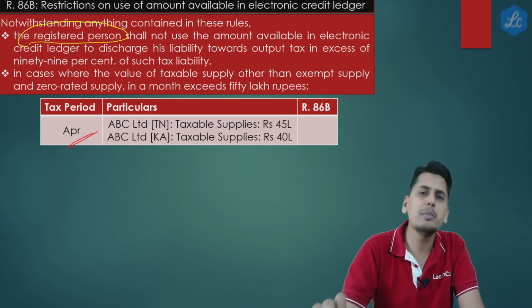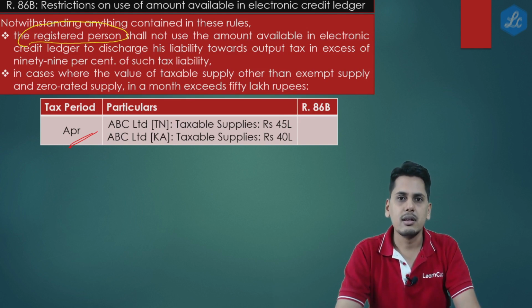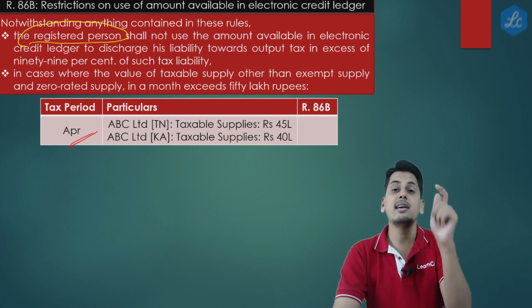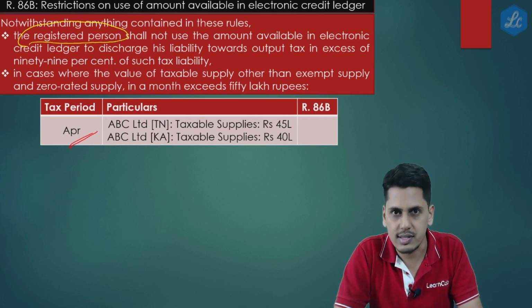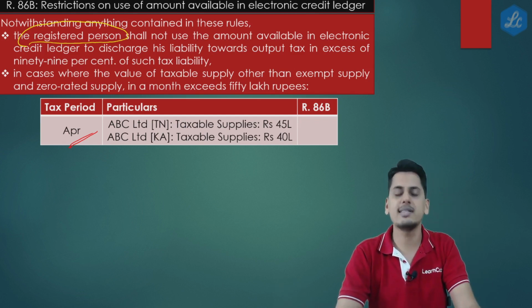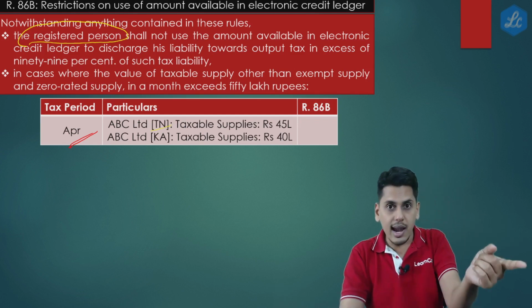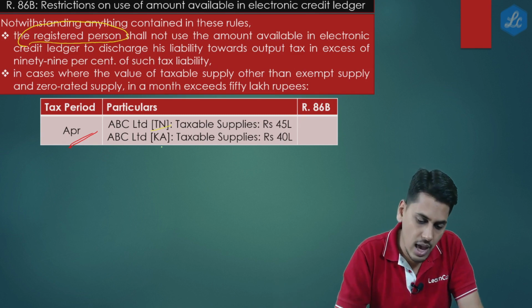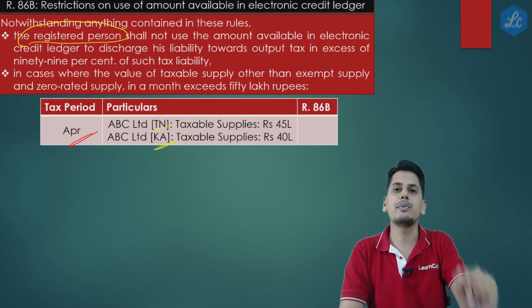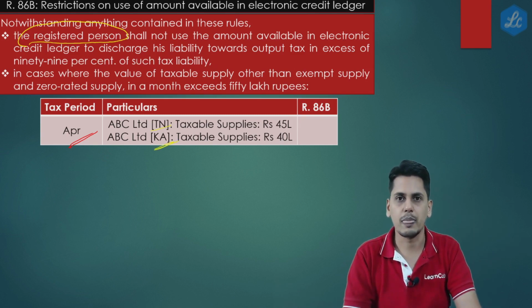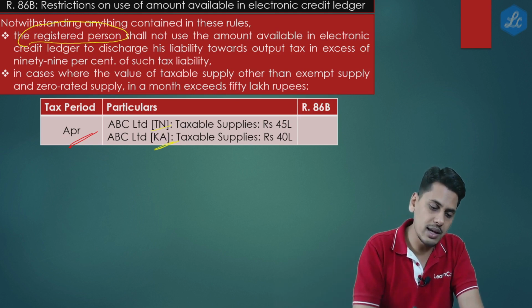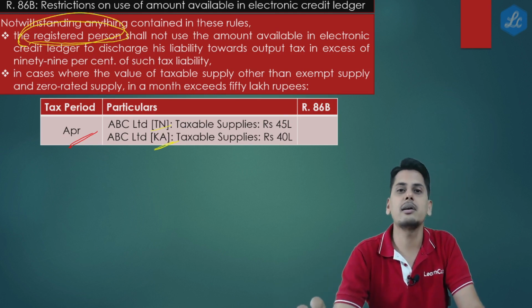Friends, what do you mean by a registered person? Each GSTIN is a separate registered person. As far as this example is concerned, ABC Limited of Tamil Nadu is a separate registered person. ABC Limited of Karnataka is a separate registered person. So friends, 86B applicability is upon the registered person.